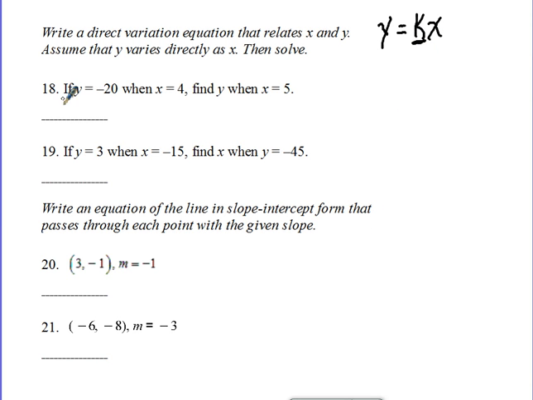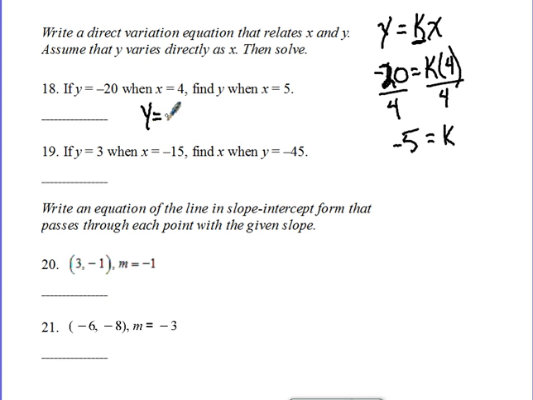So, in this problem, number 18, if y equals negative 20 when x equals 4, negative 20 equals some number times 4. What did that some number have to be? Well, let's divide both sides by 4 and find out. k had to be negative 5. So our equation to find any of our x's and y's, the relationship between x and y, is y equals negative 5x.